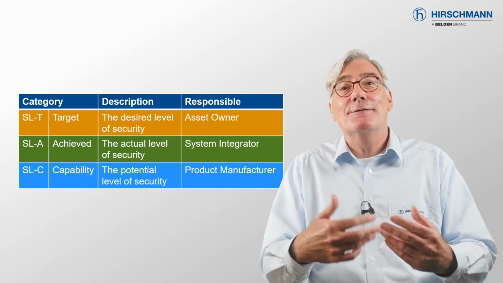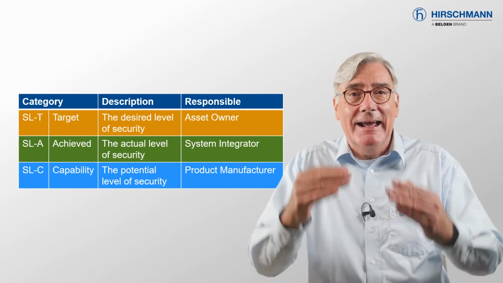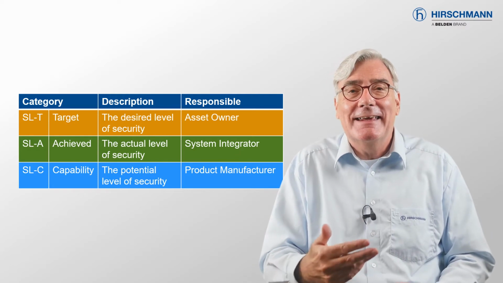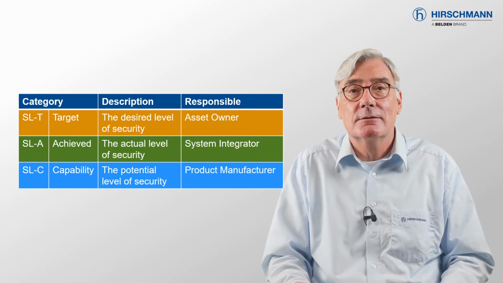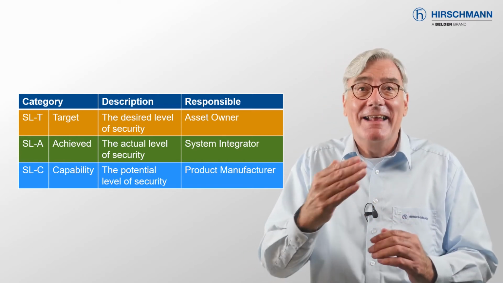The SLA is a measurement of the actual system security level. As the sophistication of attack methods increases over time, the SLA decreases. Consequently, the SLA must be reviewed on a regular basis. Ideally, the SLA should be greater than the SLT.